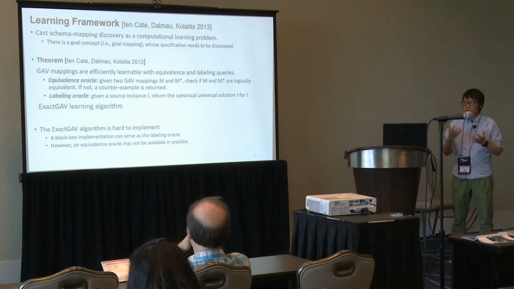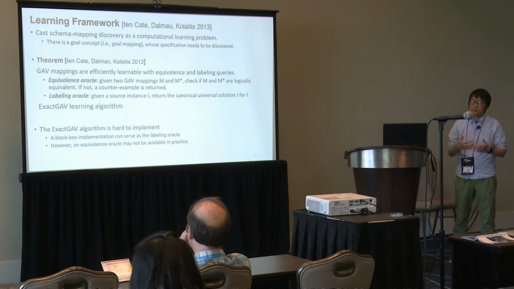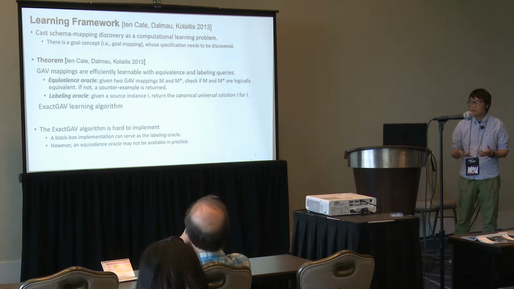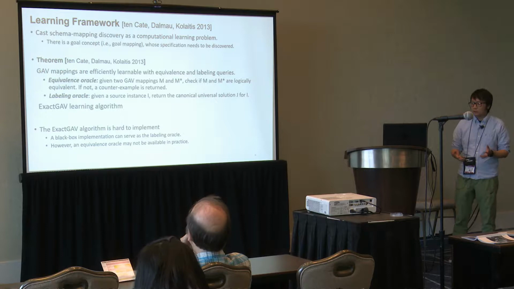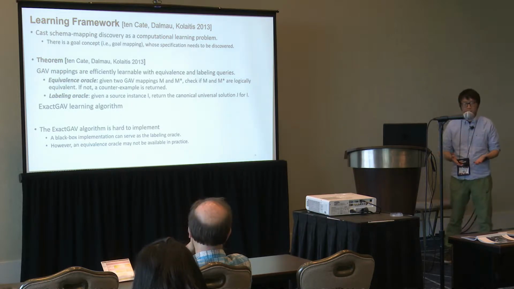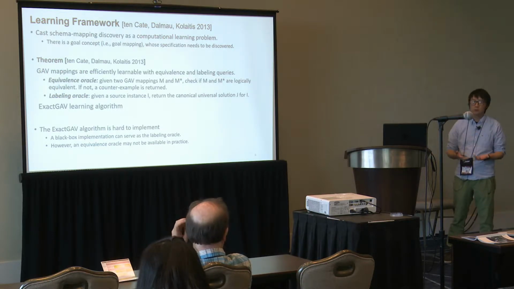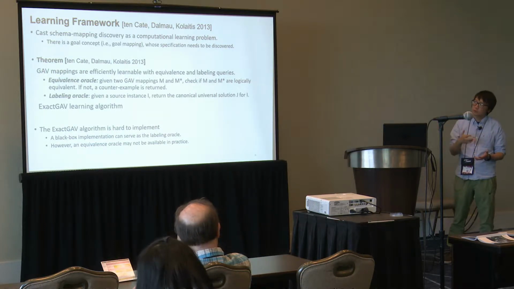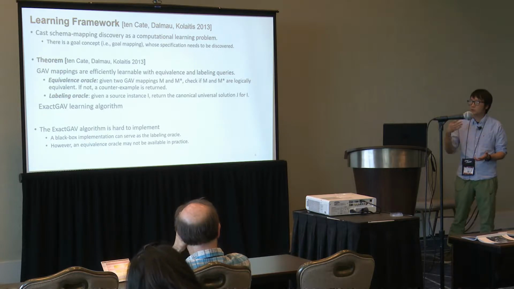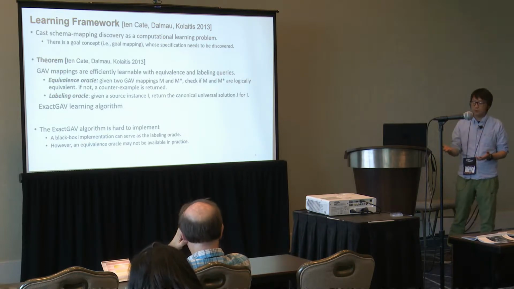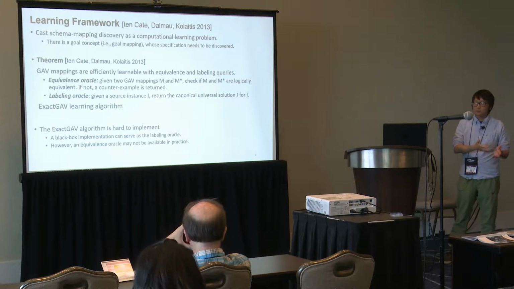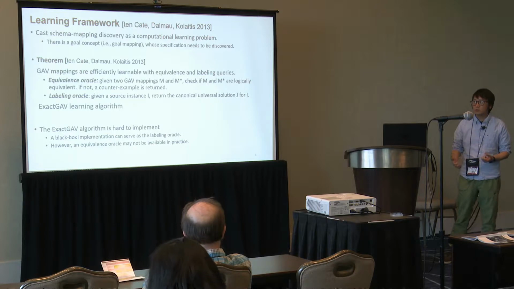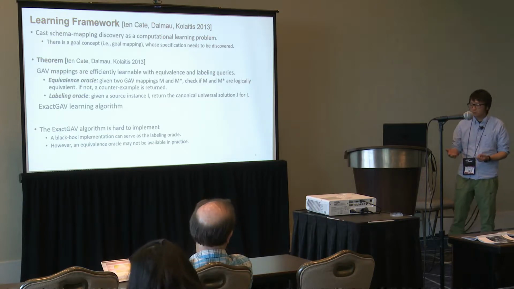So in addition to the theoretical results, they actually design a concrete algorithm, which we call the exact GAV learning algorithm for GAV schema mappings. But when we tried to implement the exact GAV learning algorithm, we found that it's very hard to implement. Remember that they assume there are two oracles: one is the equivalence oracle, the other is the labeling oracle. In our motivating scenario, the black box can serve as the labeling oracle, but the very powerful equivalence oracle may not be available in practice.